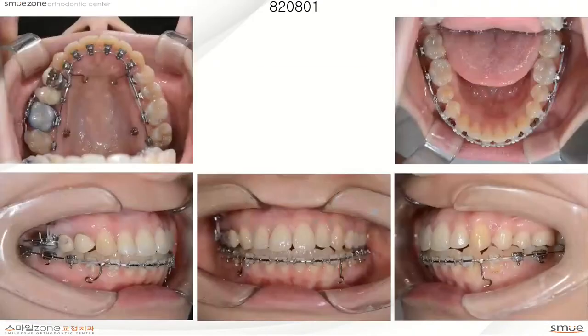Yeah, during the course, she complained a little bit of irregularity up front, and we tried to intrude a little bit, and we did some detailing.